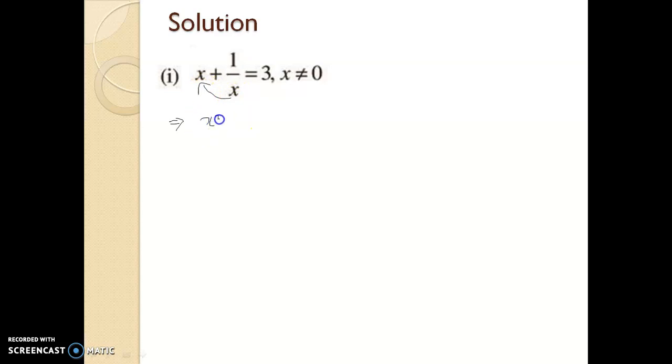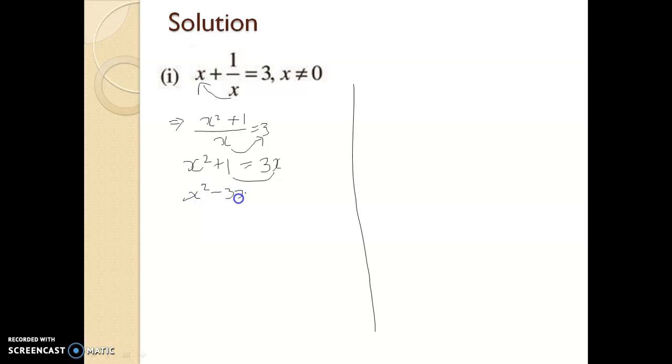So x into x square plus 1 divided by x equal to 3. Then again, on the left hand side only one denominator is there, so make a cross multiplication to the right hand side. So x square plus 1 equal to 3 into x, 3x, right? Now just transpose 3x to the left hand side. So x square minus 3x plus 1 equal to 0.